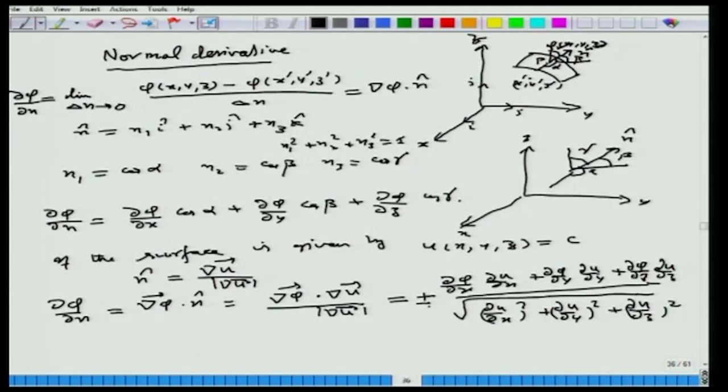So, plus sign or minus sign, we have to see which side we are going to take. The cosine of the angle should be positive there, and so we have to choose either plus sign or minus sign accordingly. We choose plus sign if ∂φ/∂n is positive, and if this is negative, then we choose minus sign.